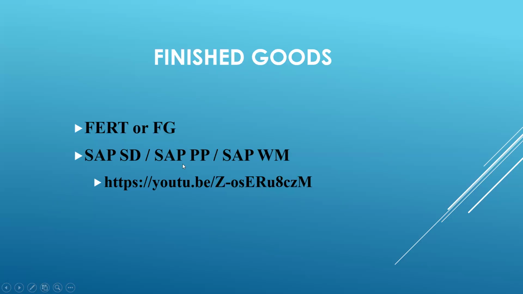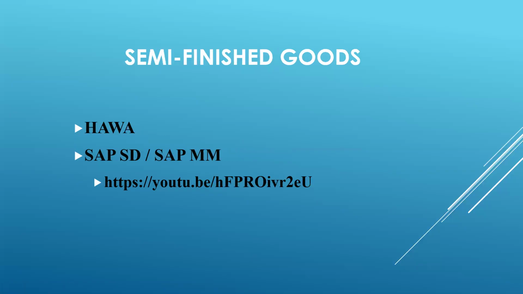Next, finished goods, FERT or FG, they call it FG. Who's responsible? SAP SD, SAP production planning, SAP warehouse management. SD is sales and distribution. If you want to know how to create the finished goods, the link has been provided in the description. Check the link.